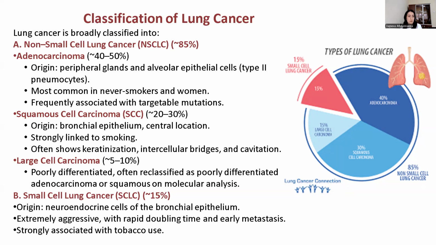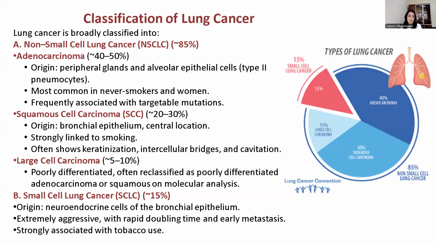The next type of non-small cell lung cancer is squamous cell carcinoma. It is about 20-30% of all lung cancer. Its origin is from the bronchial epithelium, and it has a central location. Adenocarcinoma has a peripheral location, squamous cell carcinoma a central location. Squamous cell carcinoma is strongly linked to smoking and often shows keratinization, intercellular bridges, and cavitation.